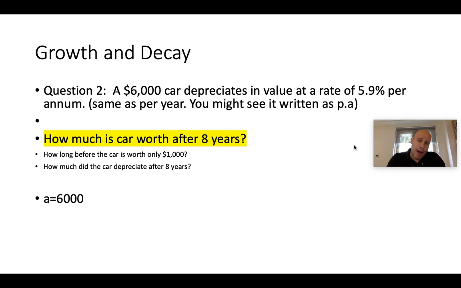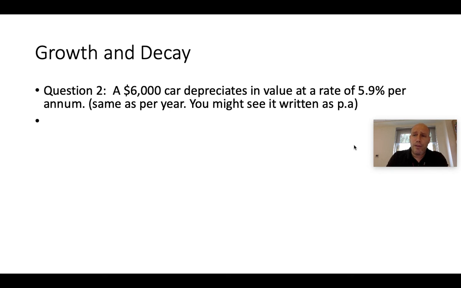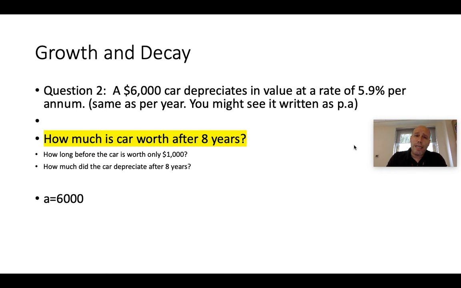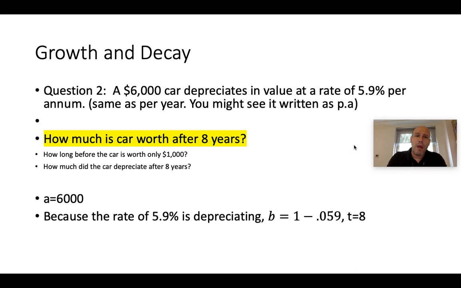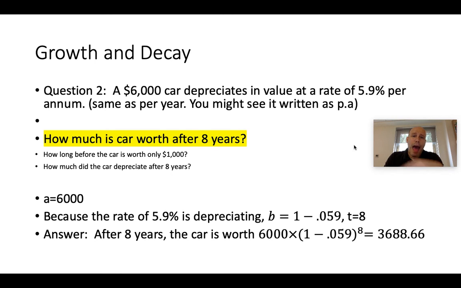Well, when you think about that, get the variables. Take any variables you know from the question and see if you can put it together in the formula. So we know the initial amount, or you might want to pause the video. The initial amount is 6,000. Because the rate of change is 5.9% and it's depreciating, B is going to be 1 minus 0.059. The time is 8 years. After 8 years, the car is worth 6,000 times, open parentheses, 1 minus 0.059, to the 8th power, which is $3,688.66.